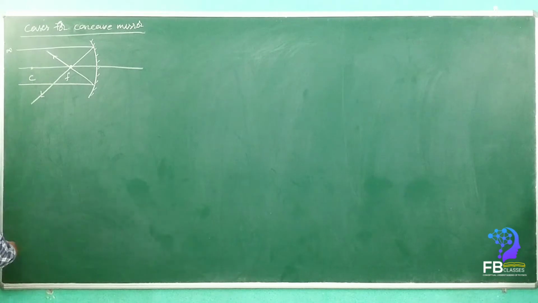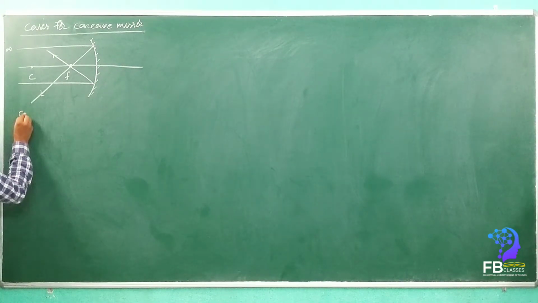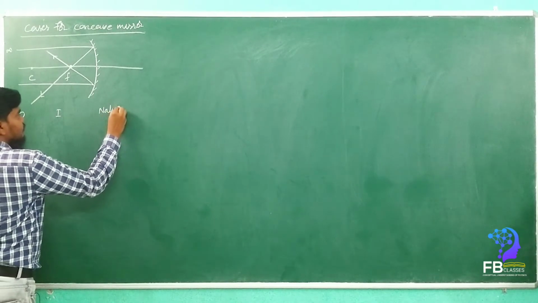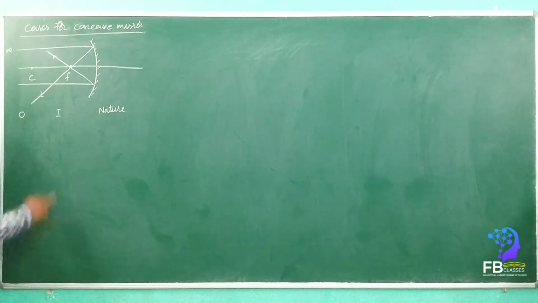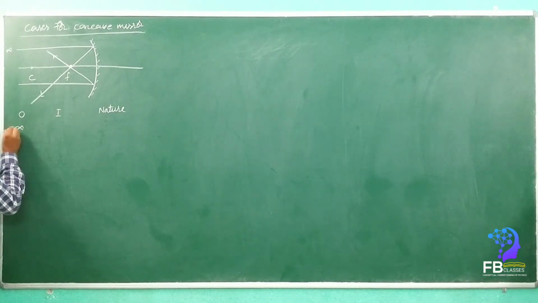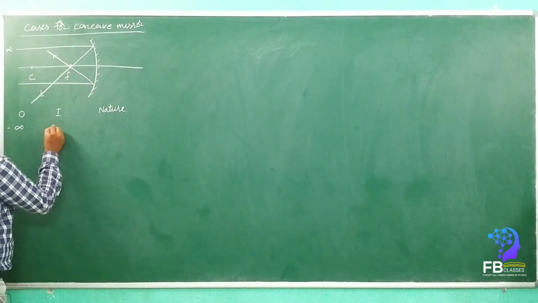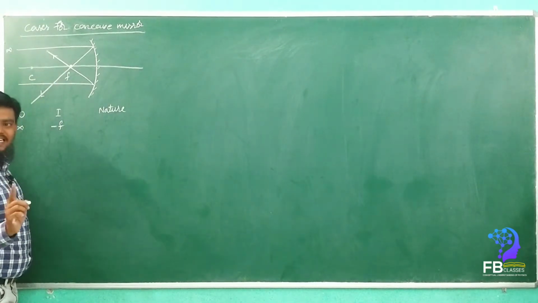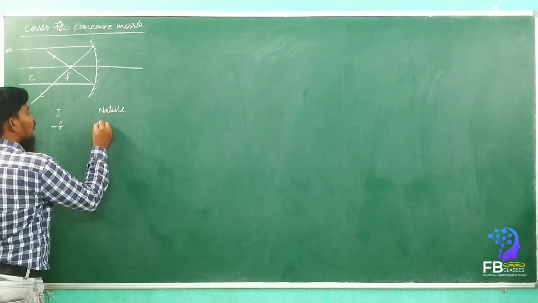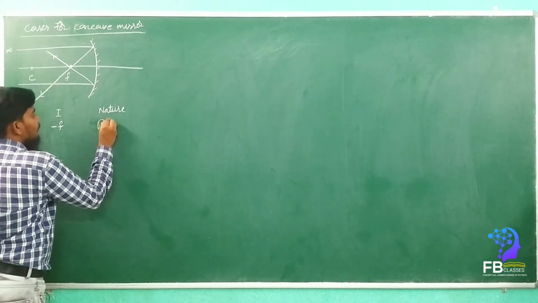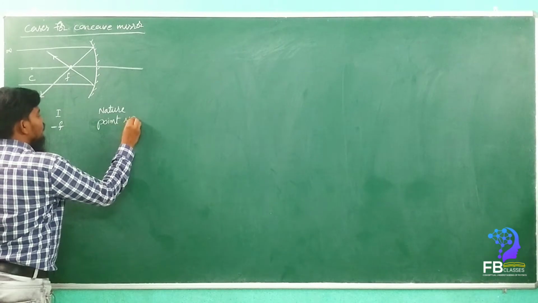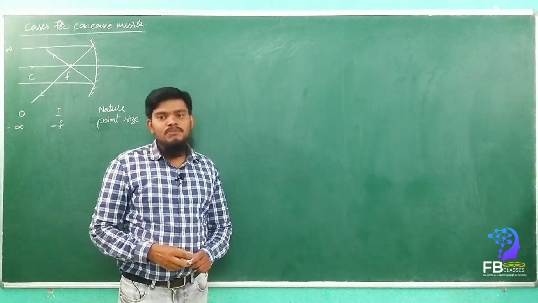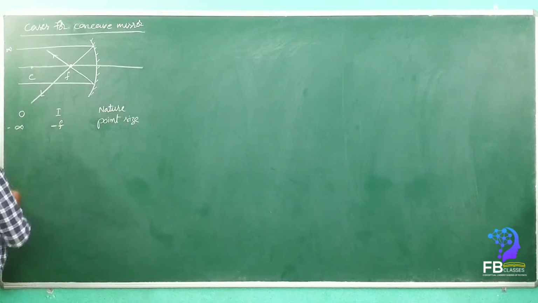So now see, where is the object placed, my dears? Object, image and nature. Where is the object placed? At minus infinity. Where is the image formed? At the principal focus. What is the nature? The nature is very clearly point size. Yes or no? Very small, like a point. The image is formed at the focus. If you take the second case, see here.